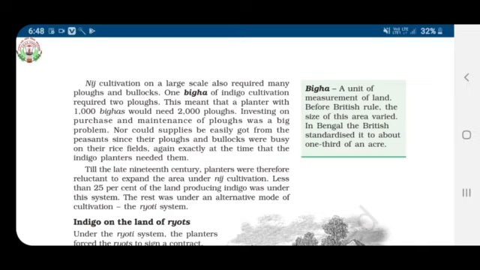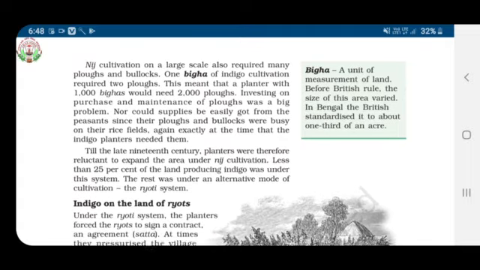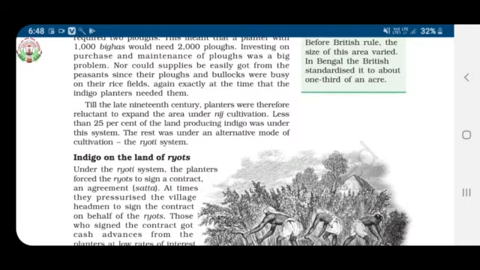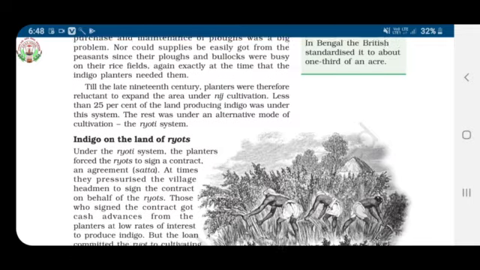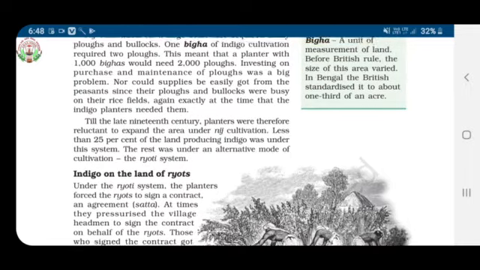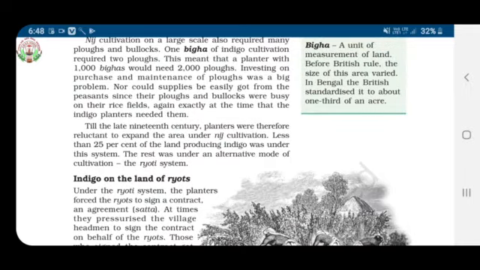Here, one bigha of indigo cultivation required 2 plows. This meant that a planter with 1,000 bighas would need 2,000 plows. Investing in the purchase and maintenance of plows was a big problem. Nor could supplies be easily got from the peasants, since their plows and bullocks were busy on their rice fields, again exactly at the time that the indigo planter needed them.